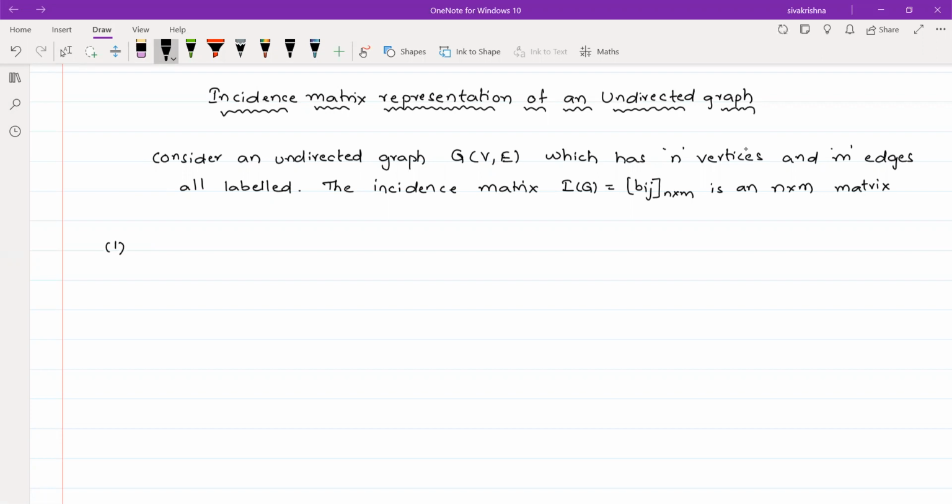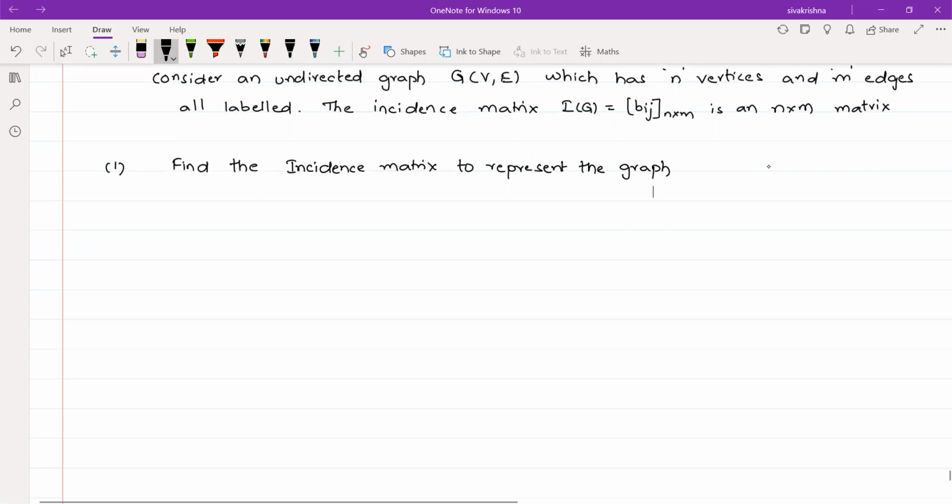Find the incidence matrix to represent the graph. And here the graph is: we have four vertices in the given graph. Those are V1, V2, V3 and V4.